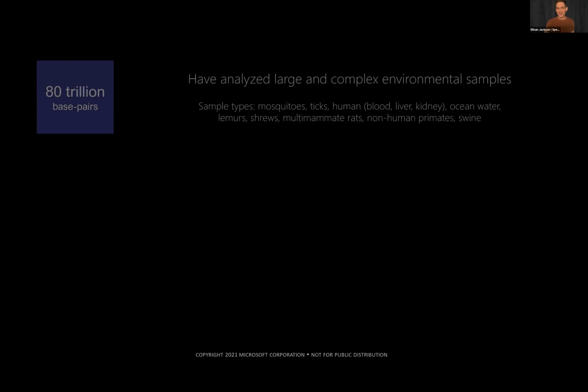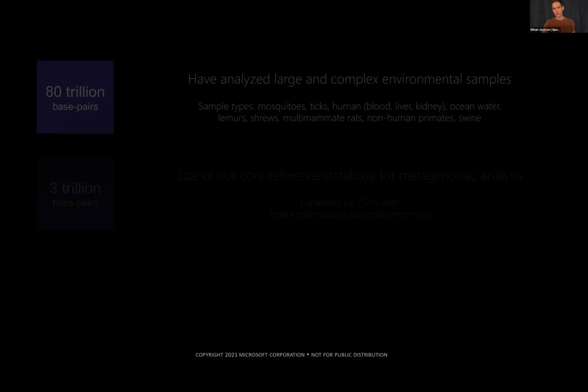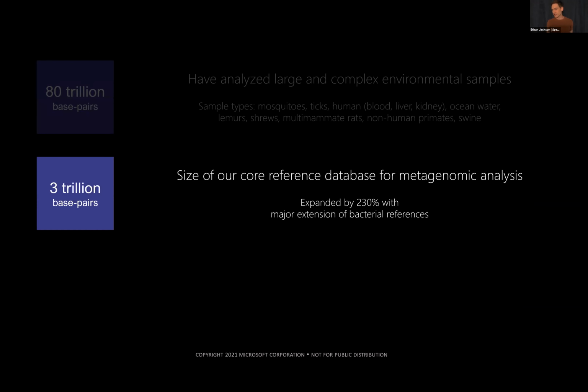So, brief summary there. At this point, we've analyzed about 80 trillion base pairs of complex environmental samples. The more complex, the better. Some of our collaborators are on this call, so thank you for that. And we're really interested in making sure this is a broad spectrum capability that spans sample types. So mosquitoes, ticks, classic reservoirs of zoonoses. As I mentioned, the core reference database is 3 trillion base pairs. This is where you really need cloud scale. That's an expansion of about 230%, including as we learn more about bacteria.